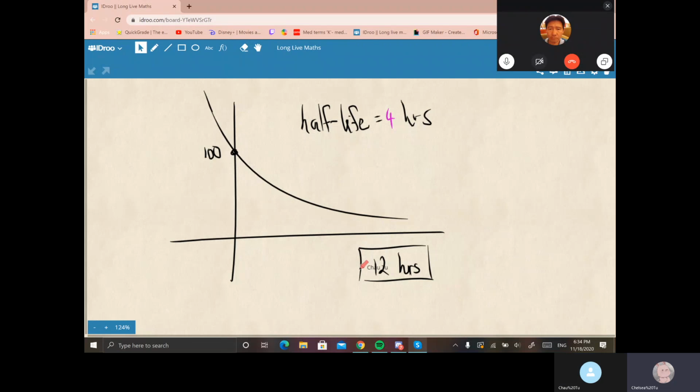You have to create a formula. Try and understand what it means, Josie, on this diagram. You're told that the mass of something is 100 kilograms, and then the half-life is 4 hours. And I want to know the mass after 12 hours. So what do you do? Create a formula and put it in. Go on then.